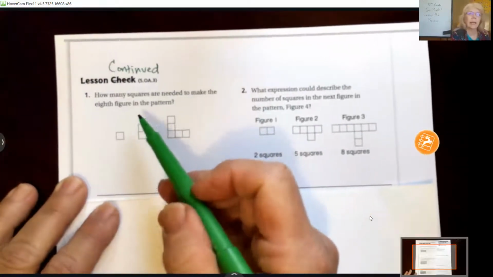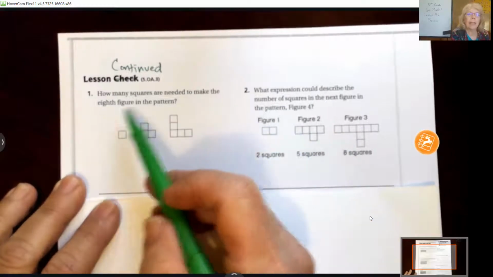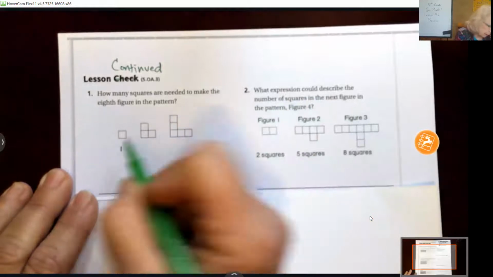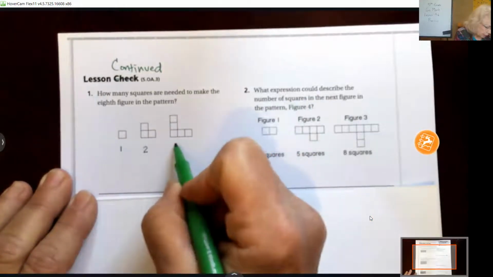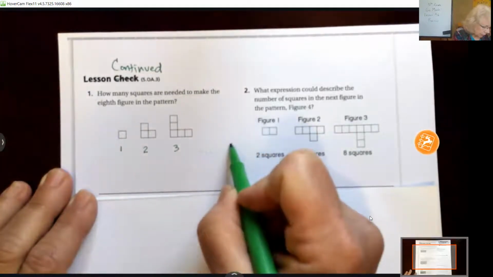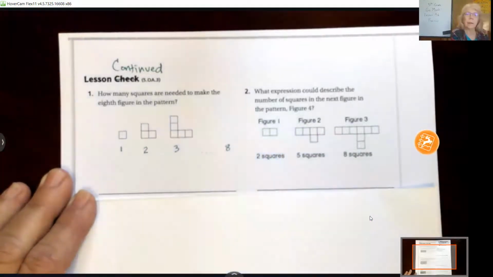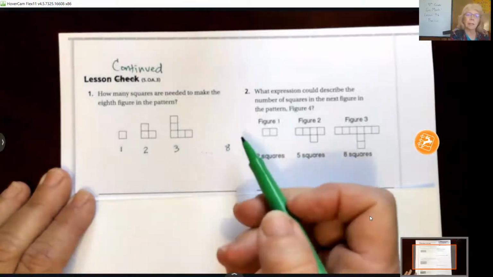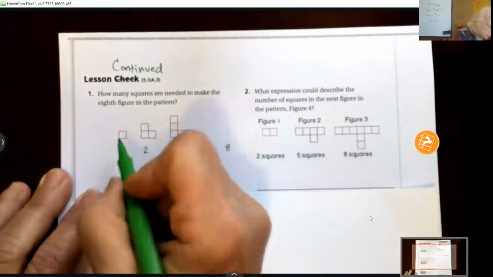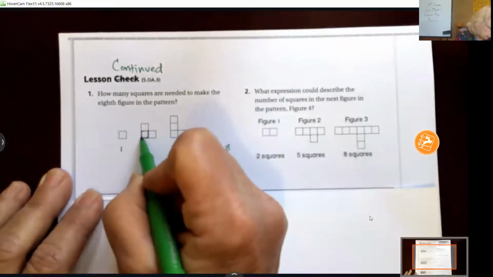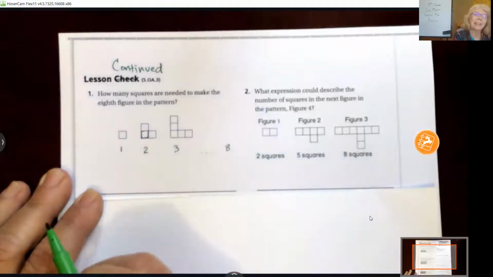So this says, how many squares are needed to make the 8th figure in the pattern? Okay, this is figure 1, this is figure 2, this is figure 3. They want to know how many squares are going to be in this figure way out here, number 8. Well, to do that, we have to figure out what is happening each time we go to the next figure. So can you see that in figure 1, we just have 1 square. In figure 2, we have that square and we add 2 squares to it.